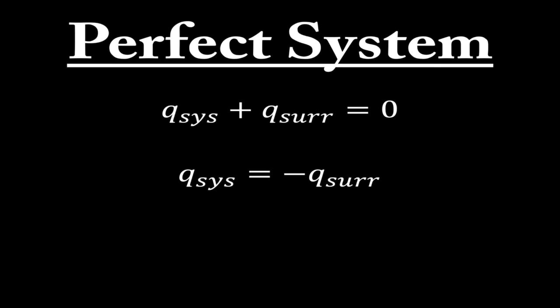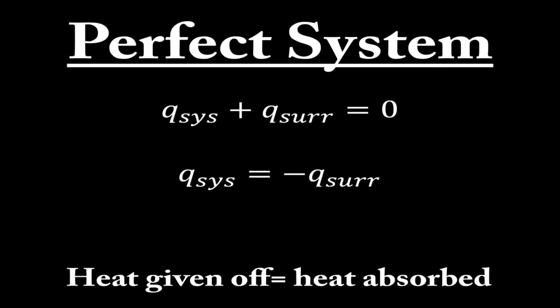Say we had a perfect system in which heat of the system plus heat of the surrounding equals 0. This is not accounting for friction, loss of energy, etc. That will basically mean that Q of the system is equal to negative Q of the surrounding, to account for no energy loss because heat given off by the system is also heat being absorbed by the surrounding. Take a look at this example.